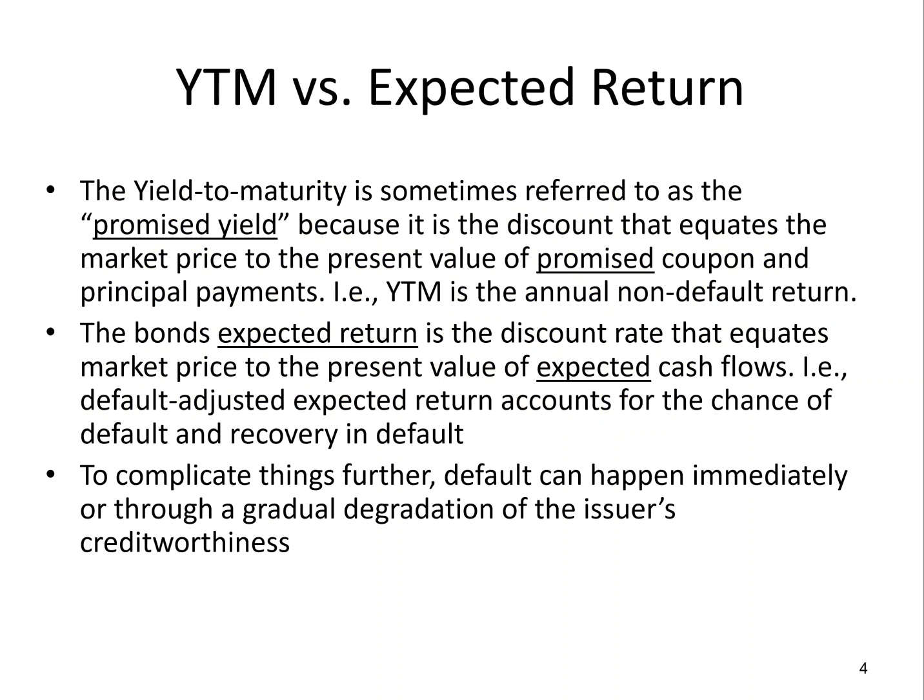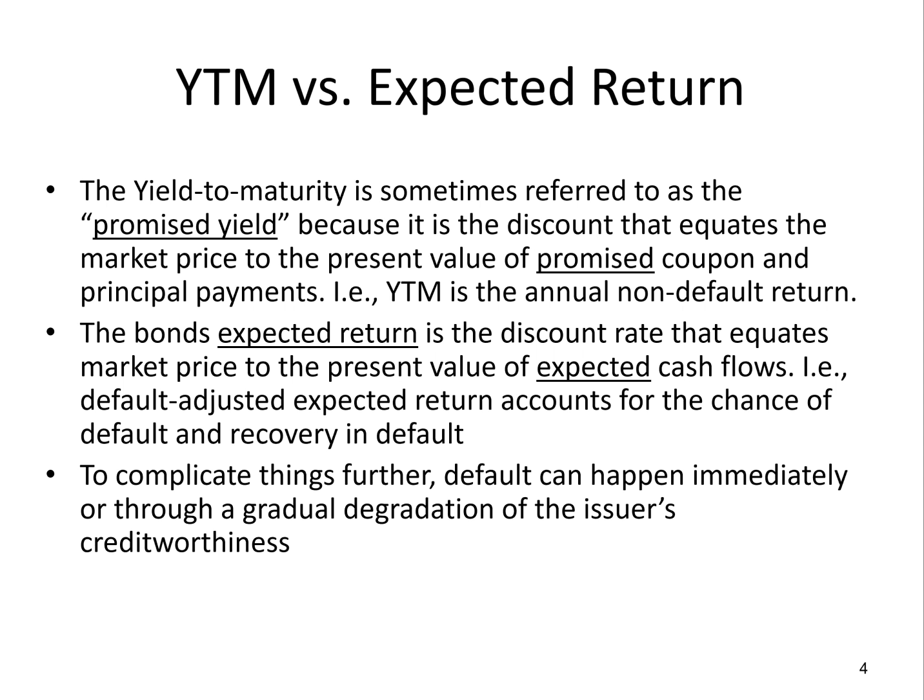Let's first start off by talking about the differences between YTM, or yield to maturity, and expected return. When we talk about yield to maturity, sometimes called the promised yield, it's the discount rate that equates the market price of the bond to the present value of the contractual or promised cash flows, which is the coupon and principal payment. So in other words, the YTM is the annual non-default return. It's almost like a best case scenario. It's the rate of return if the bond does not go into default.